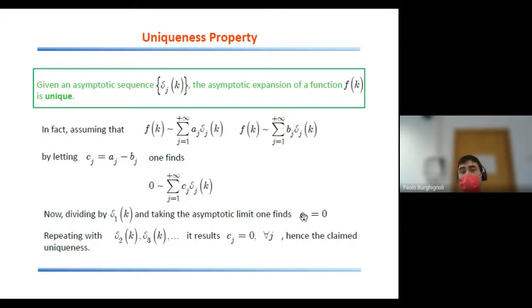And if this is true, then you can divide everything by delta 2, discovering that also c2 is equal to 0, and so on. So you discover that all those coefficients, c_j, are equal to 0, which means that the a's and the b's were actually the same. So we have uniqueness. Okay.